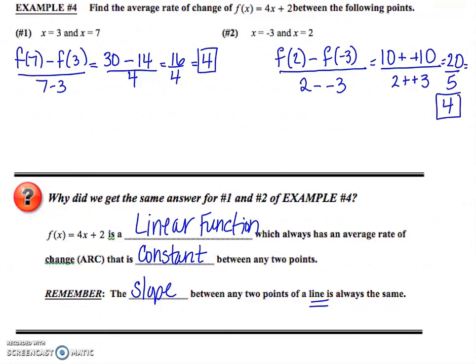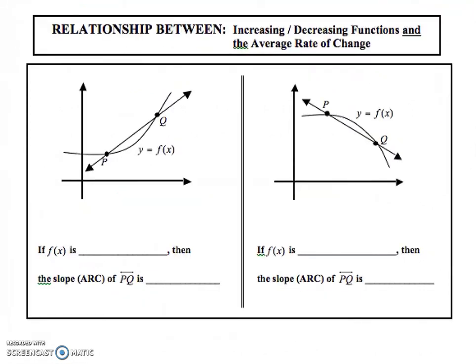Finally, we have our relationship between increasing and decreasing functions and the average rate of change. So we have two different pictures here. The picture on the left side shows that f of x is increasing from P to Q. Right? So then we can see here that we've got a line with a positive slope. So the slope, or the average rate of change of line PQ, is going to be a positive value.